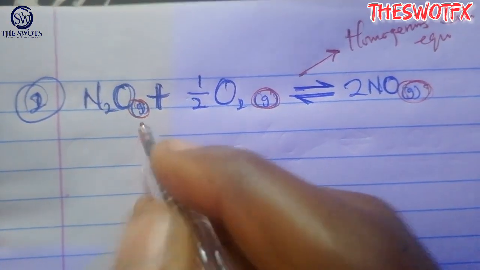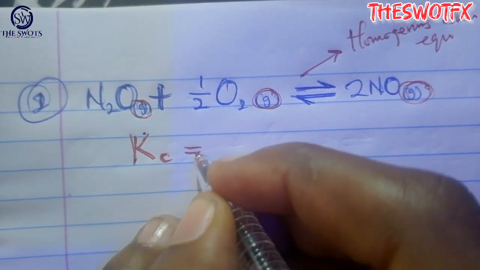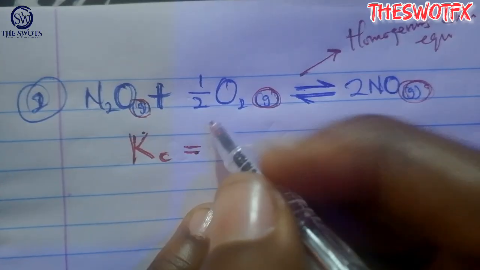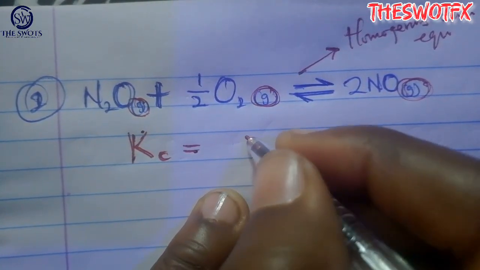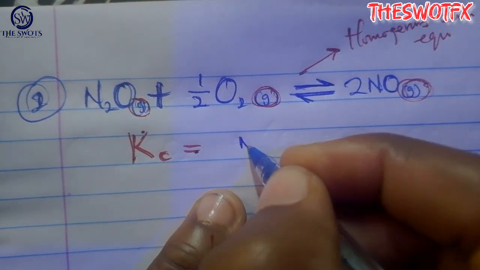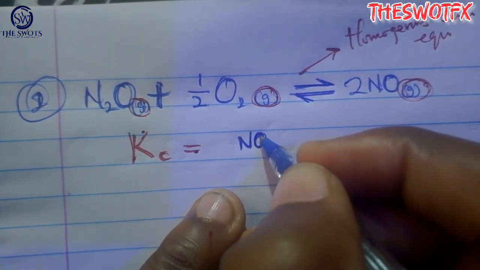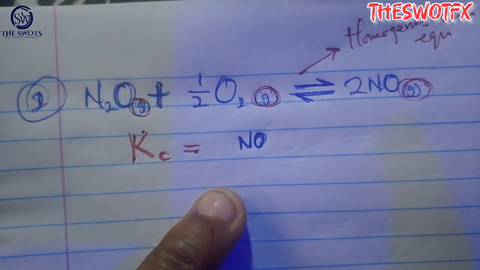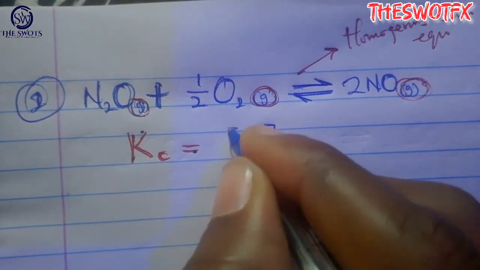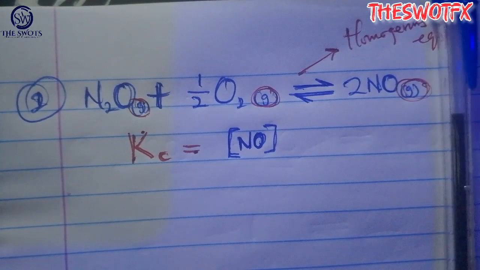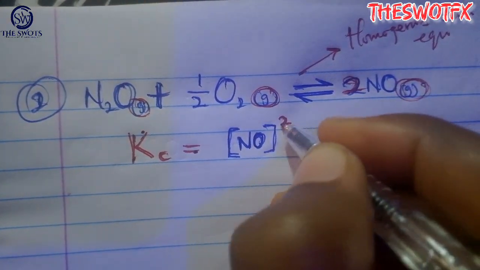So for us to write our Kc, please take note, our Kc for this kind of equilibrium chemical reaction is going to be... What's our product? Our product is NO. Don't forget the formula is products over reactants, concentration of product over concentration of reactant. So this is our product. Then the molecule, this 2 here, becomes our power.